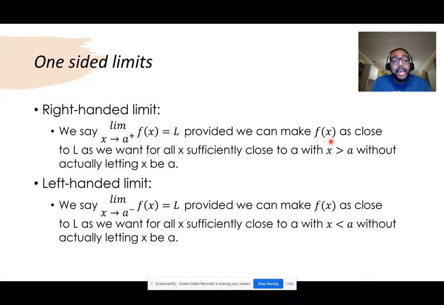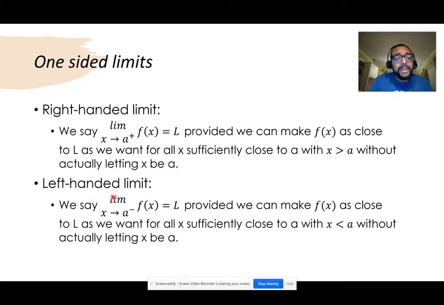This is literally the same wording as last time, provided we can make f of x as close to L as we want for all x sufficiently close to a with x being greater than a, without actually letting x be a. Again, we'll emphasize that last part near the end. But this is the biggest change. Instead of focusing on my a value from both sides, whenever I have the limit as x approaches a from the right, I'm only focusing on one side. And then vice versa as well.